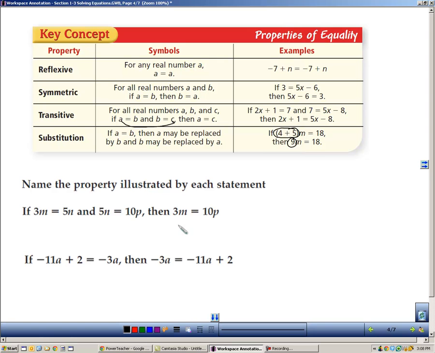So let's see if we can figure out these two examples of properties. Here 3m equals 5n and 5n equals 10p. Therefore we can say that the first and the third are equal. That is the transitive property.